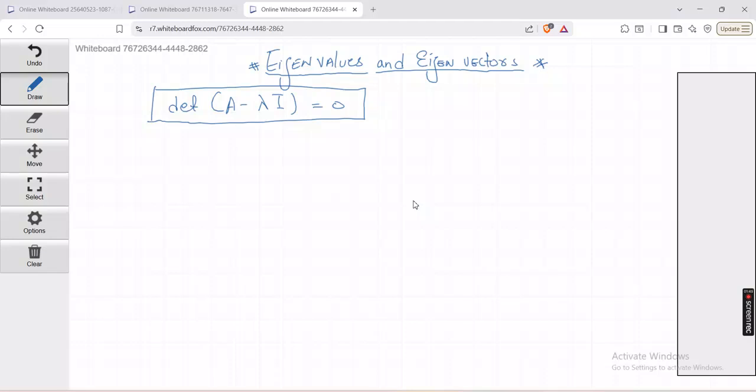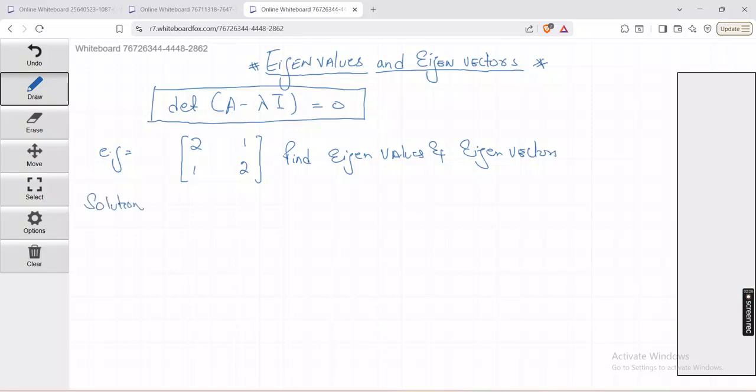For example, I have a matrix. First, we'll start from 2 by 2, then we'll move to 3 by 3. For example, I have the matrix 2, 1, 1, 2. And they ask us to find the eigenvalues for it. So first we will find eigenvalues and eigenvectors. Solution.